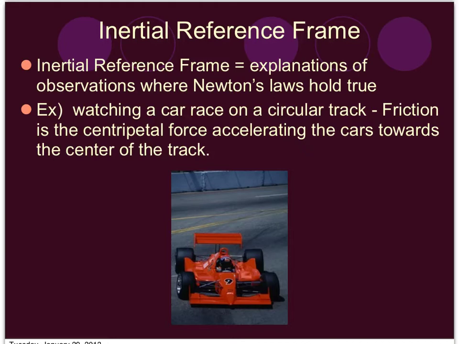An example of something moving in an inertial reference frame would be watching a car on a racetrack go around that circular track. We know that it's able to turn because of the friction between the tires and the road. So as it's going around that circle, the friction on the tires is what provides that centripetal force, allowing it to complete those turns.